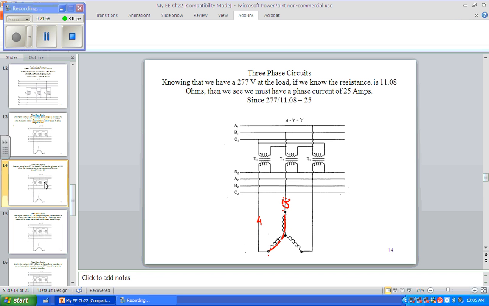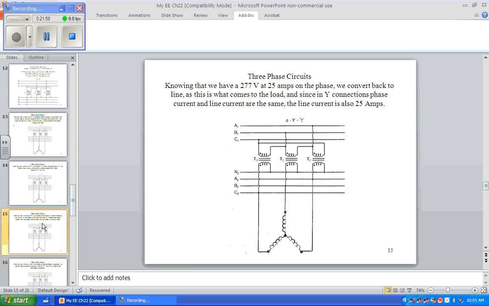All right. So now let's go to the next thing. We've got to go back to the primary winding, the secondary windings on the line. So we need now to convert back to line totals. So if we look at 480, the current in a Y is all the same, right? So 25 at 480 is our line total, right?